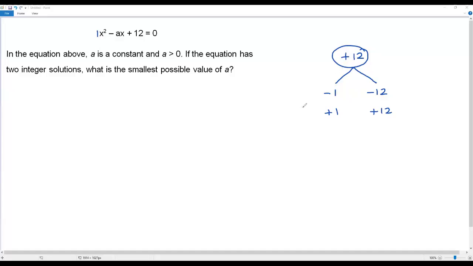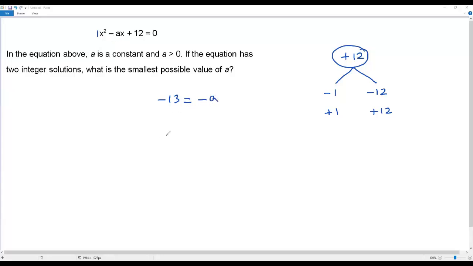Now let's consider the pair where both the factors are negative. When I multiply negative 1 and negative 12, I'm getting positive 12. When I add negative 1 and negative 12, I'm getting negative 13. It has to be equal to the coefficient of x in the quadratic equation, which in this case is negative a.